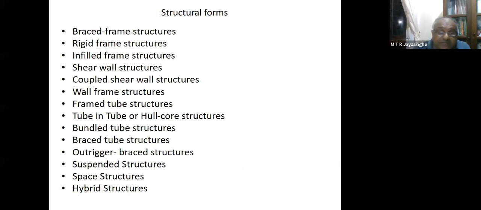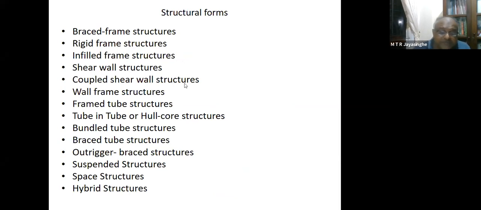So there are so many different structures that you can use. Braced frame structures, that is steel structures. Rigid frame structures, that is beam-column structures, again ideal for concrete. Infilled frame structures, those are the structures where masonry is used as an infill material. Shear wall structures, the most common structural form. We like shear wall structures a lot because shear walls can stabilize the structures a lot.